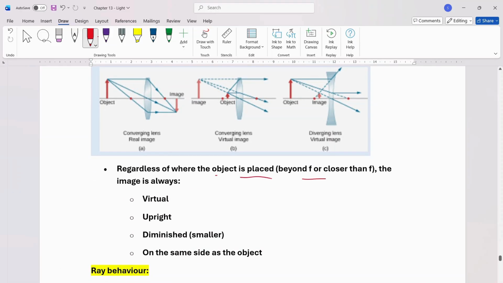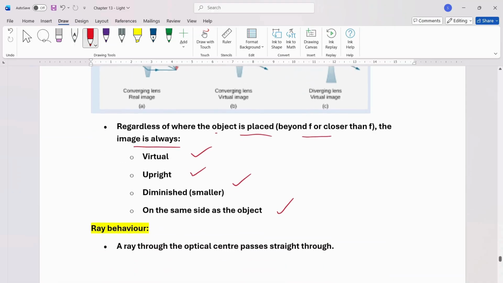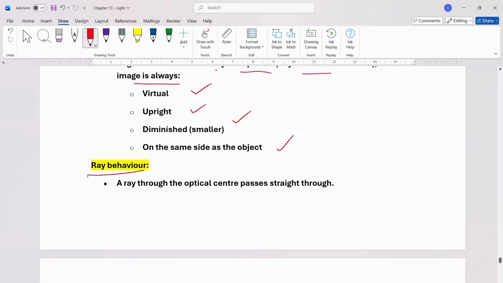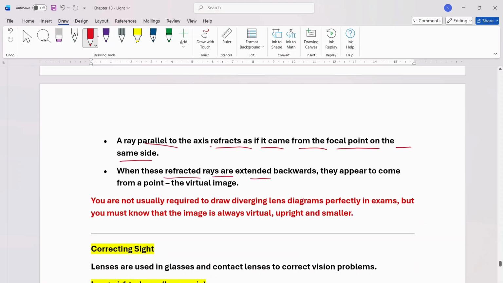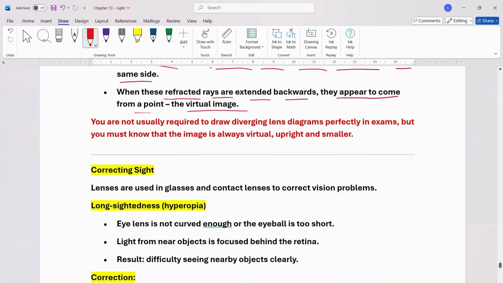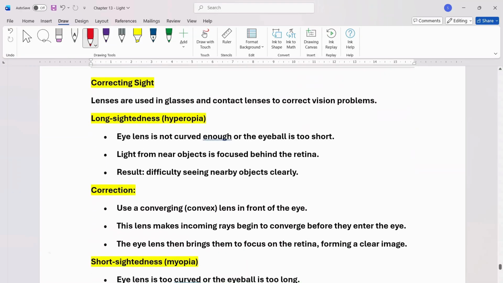For a diverging lens, regardless of where the object is placed, beyond F or closer than F, the image is always virtual, upright, diminished, on the same side as the object. Ray behavior: a ray through the optical center passes straight through. A ray parallel to the axis refracts as if it came from the focal point on the same side. When these refracted rays are extended backwards, they appear to come from a point, the virtual image. You are not usually required to draw diverging lens diagrams perfectly in an exam, but you must know the image is always virtual, upright, and smaller.